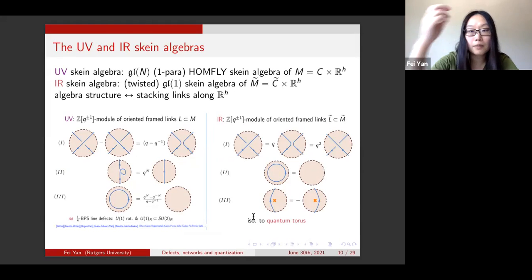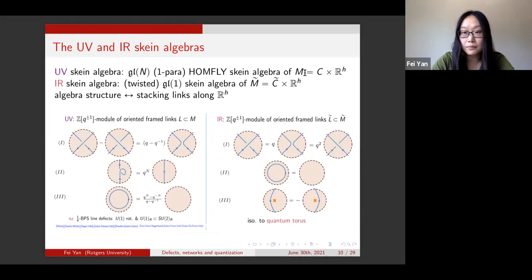So the UV skein algebra is the so-called GL_N HOMFLY skein algebra associated with the three-manifold M, which is the Riemann surface C times the real line. Or I should say this is a one-parameter limit of the ordinary HOMFLY skein algebra. And these UV skein algebras are generated by oriented framed links inside the three-manifold M up to isotopy modulo the skein relations, where I've written down the skein relations here, where the framing I'm using is computer framing, namely the framing vector points out of your computer screen.